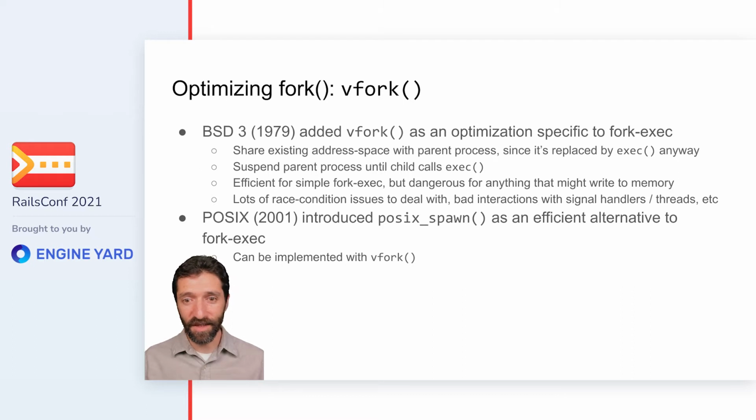So in 2001, the POSIX standard introduced POSIX spawn to Unix, which wraps up the fork and exec pattern into a single system call. So it can be as efficient as vfork and is sometimes actually implemented with vfork under the hood while avoiding all of the different safety and race condition issues. So if you can use it, this is the recommended API for launching new processes today.